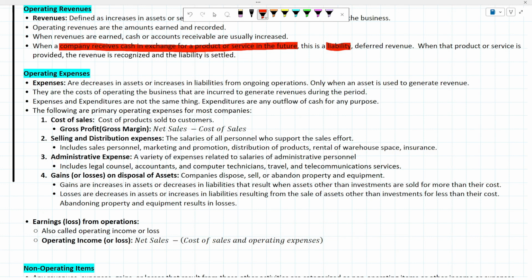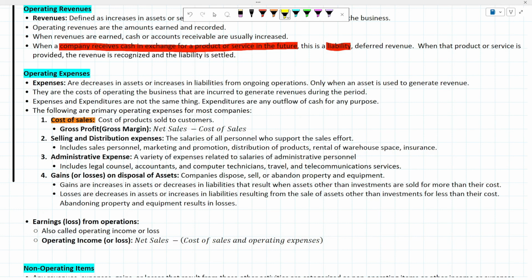So you have one, your cost of sales. It's pretty much just the cost of products sold to customers. So let me highlight that in orange. So gross profit or gross margin is just net sales minus cost of sales. Two, selling and distribution expenses. So the salaries of all personnel who support the sales effort include sales personnel, marketing and promotion, distribution of products, rental of warehouse space, insurance.